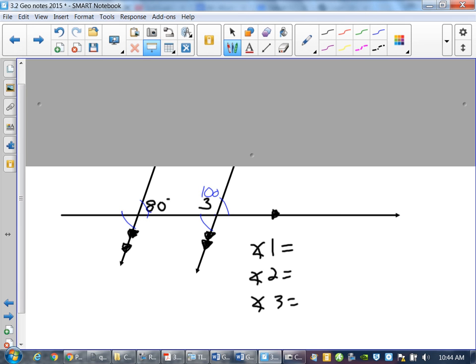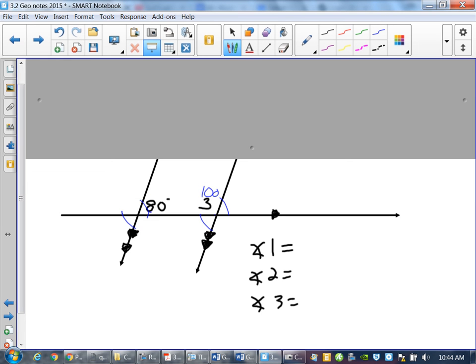You okay with that? No. It's supposed to be supplementary. If you are on the same side on the inside, you're supplementary. Supplementary means you add to 180. There you go. 180 minus 80 is?